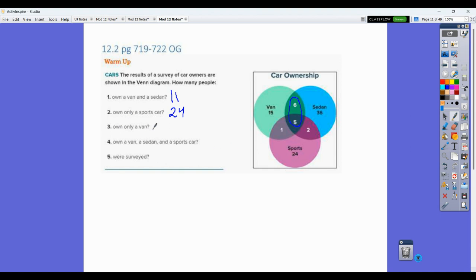Okay. Own only a van. So only a van would be the 15. Same idea there. Own a van, a sedan, and a sports car. So all of those things would be the crossover, the 5 that are there. And how many people were surveyed? So you're going to add all of it together.